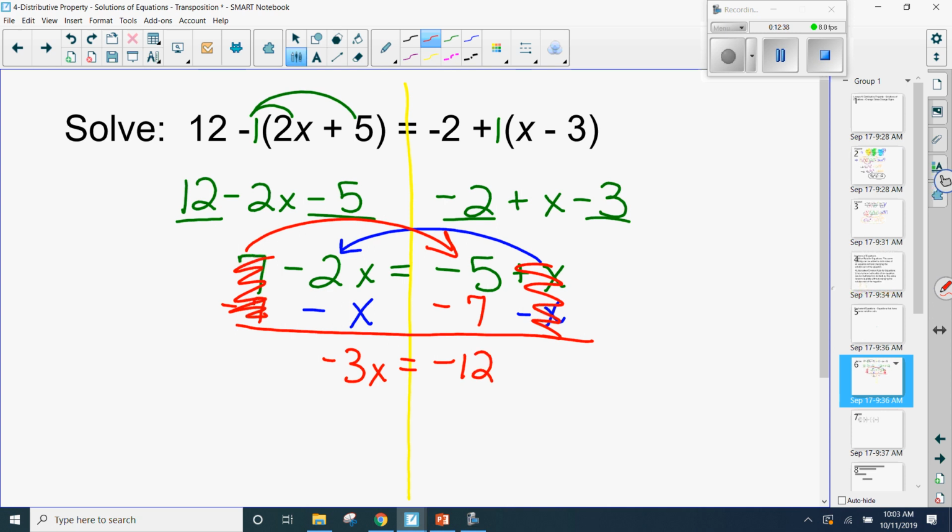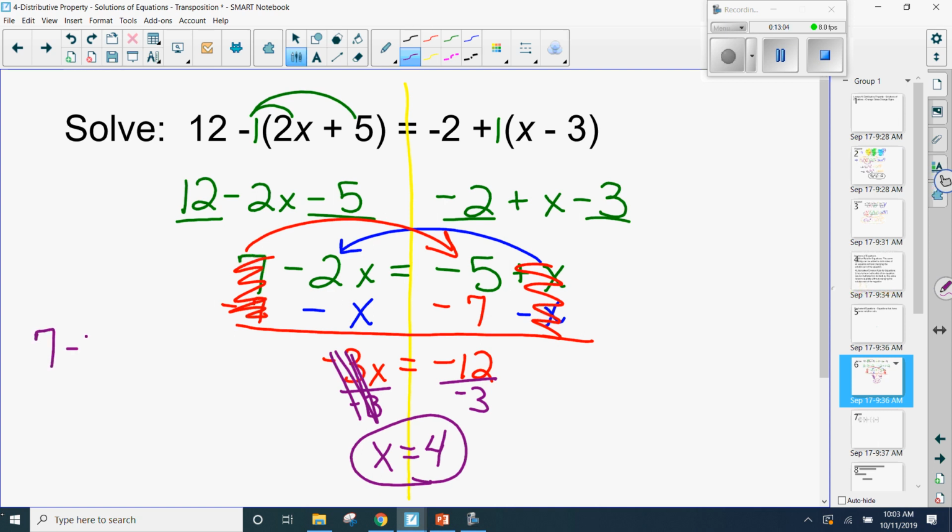-12. As the final step, you have to divide by -3. The x stays there because these cancel. -3 over -3 is 1, so you get x is equal to, what's -12 divided by -3? 4. There's your answer.